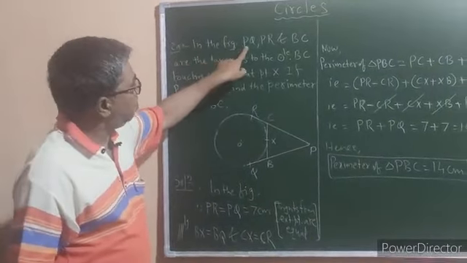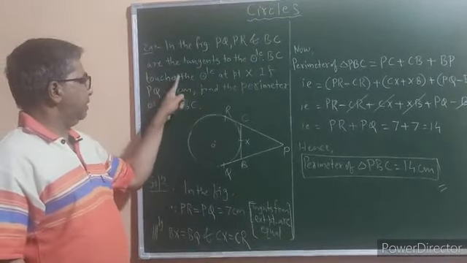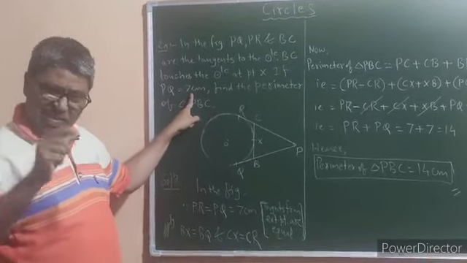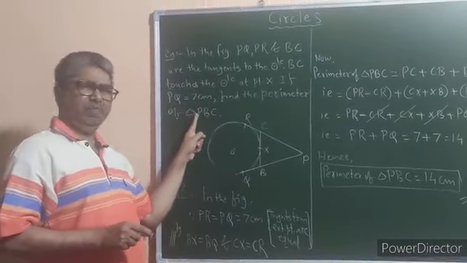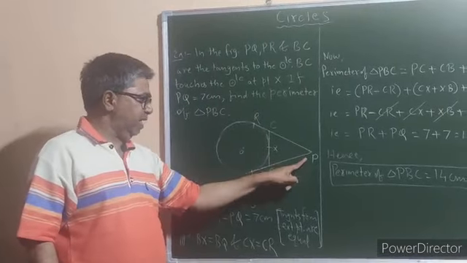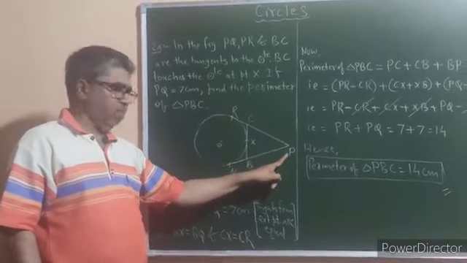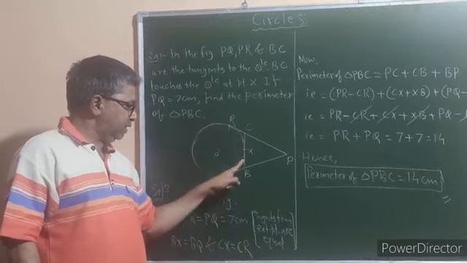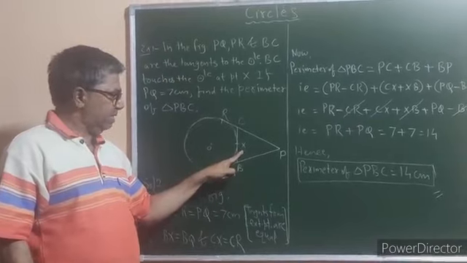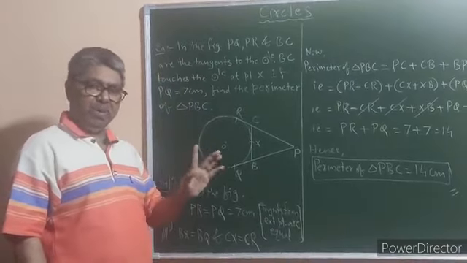In the figure, PQ, PR and BC are the tangents to the circle. BC touches the circle at point X. If the length of PQ is equal to 7 centimeter, find the perimeter of triangle PBC. So this is the example. In the figure, O is the center, P is the external point, and PR, PQ are the tangents drawn from external point P. One more tangent is drawn, that is BC, which touches the circle at point X. The length of PQ is 7 centimeter. We are asked to find the perimeter of triangle PBC.